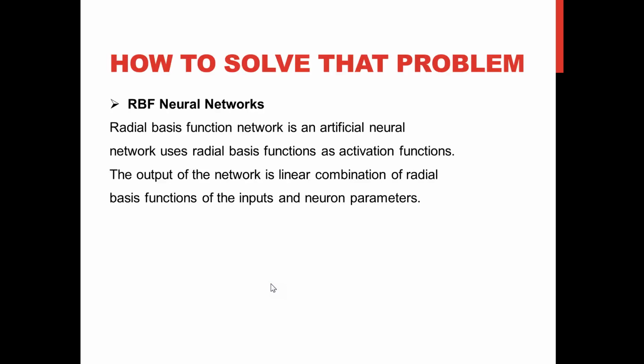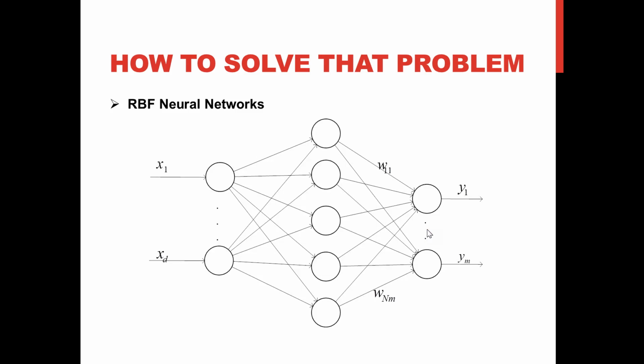Well, let me show what the RBF neural network is. Here is the official definition of RBF neural networks: a radial basis function network is an artificial neural network that uses radial basis functions as activation functions. And the output of this network is a linear combination of radial basis functions of the input and the neuron parameters. This definition is very, very long and really hard to understand. And this picture is very simple to understand.